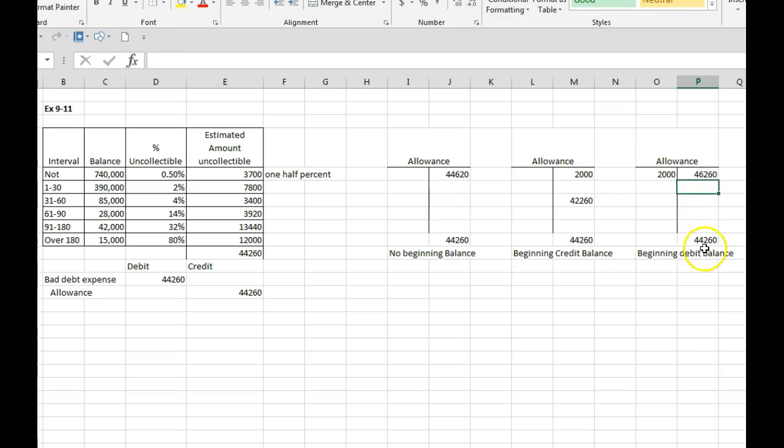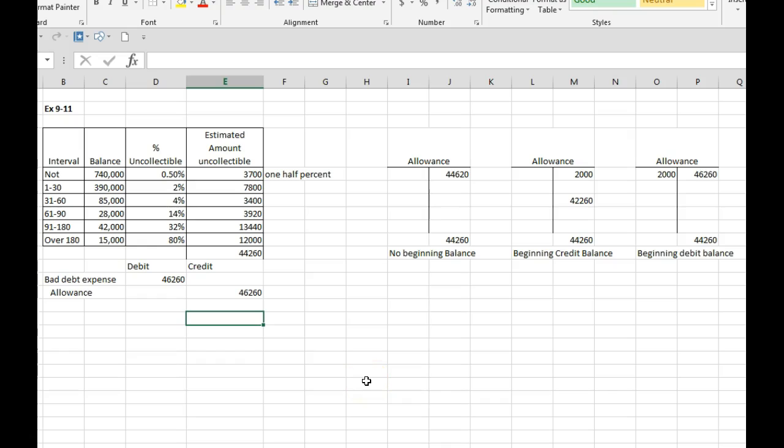Now, when I net the two, I come up with the right balance. So my bad debt expense would be 46,260. I picked the wrong numbers, didn't I, guys? Way too close together. And that's how you keep your allowance account. It's sort of like the petty cash, you know. Whatever number you need to balance it is the number that you subtract or add.